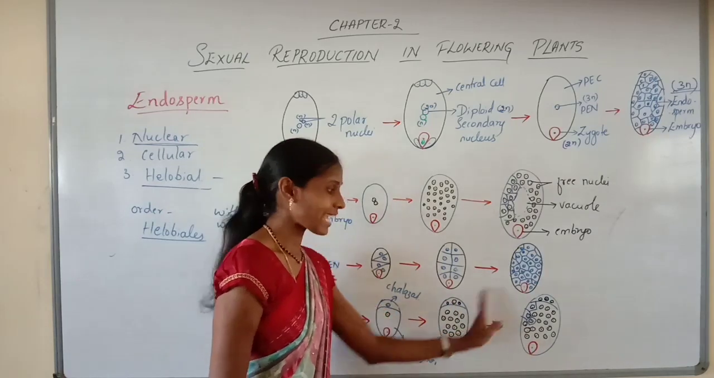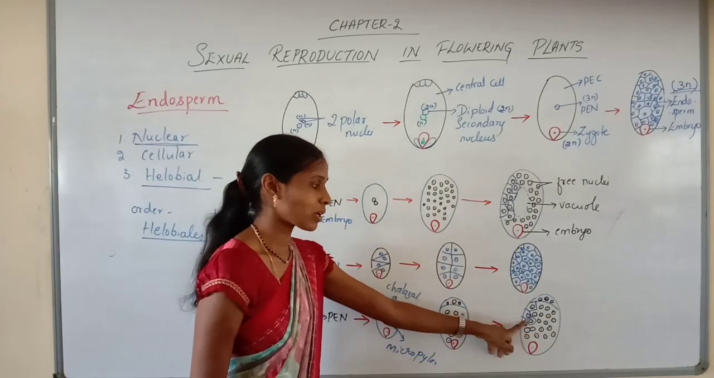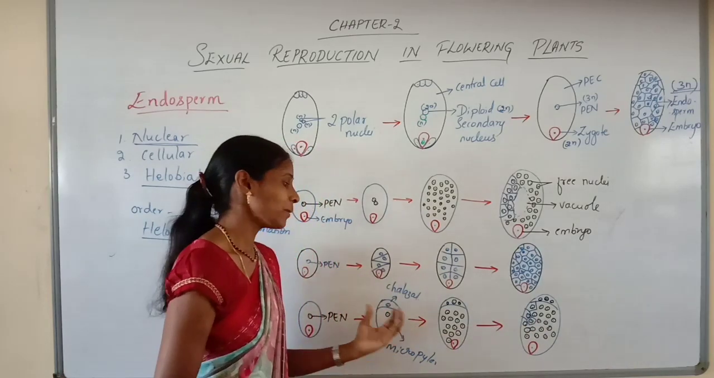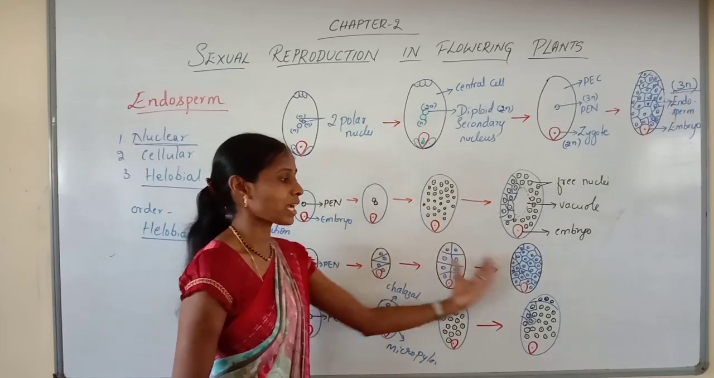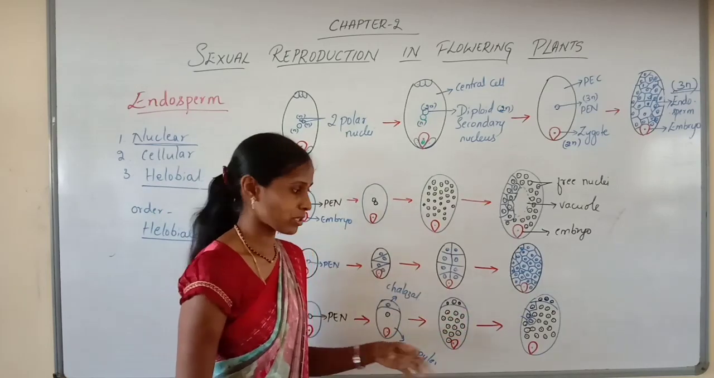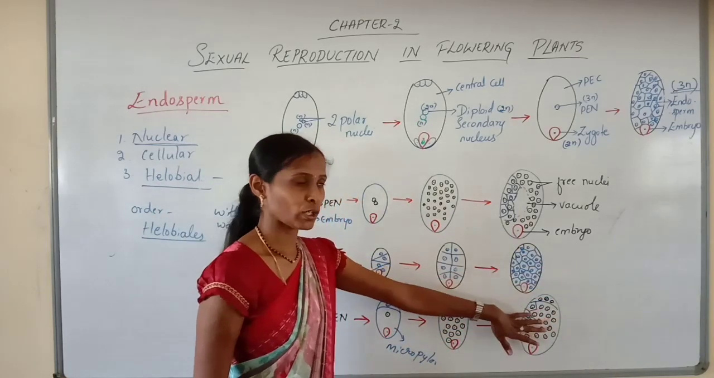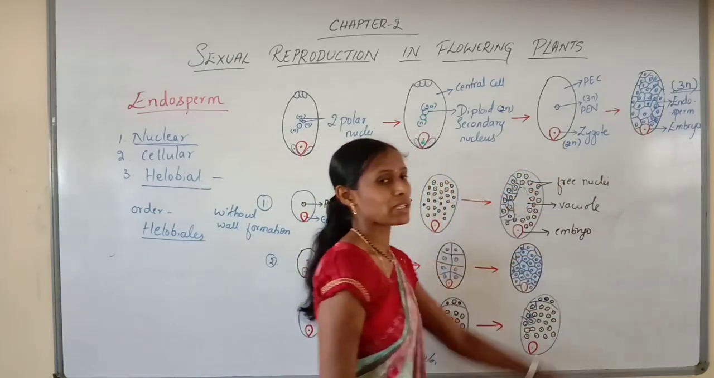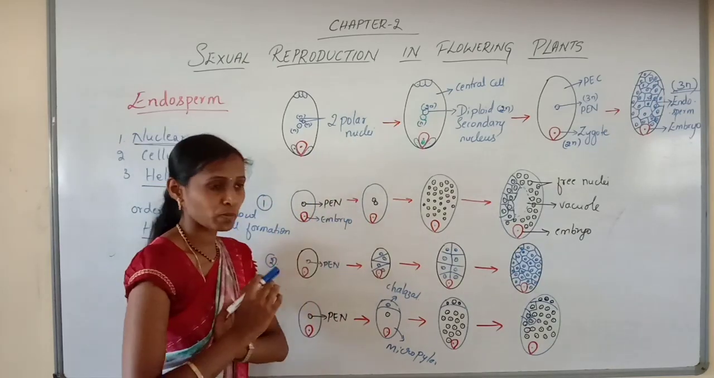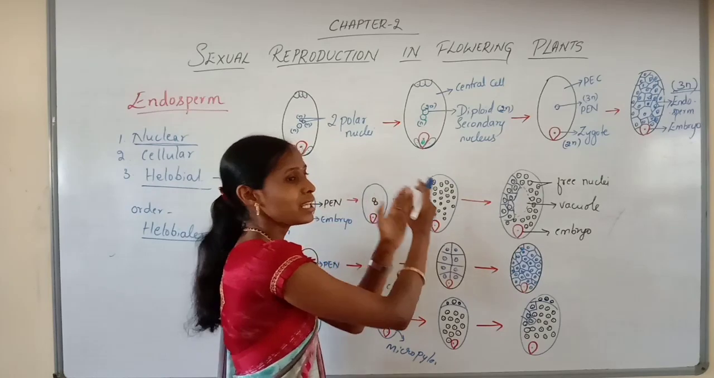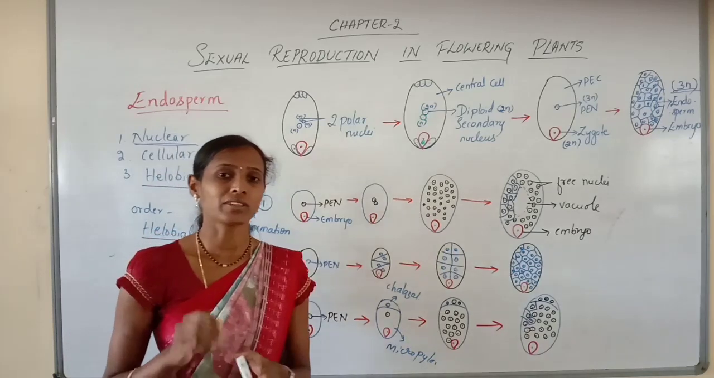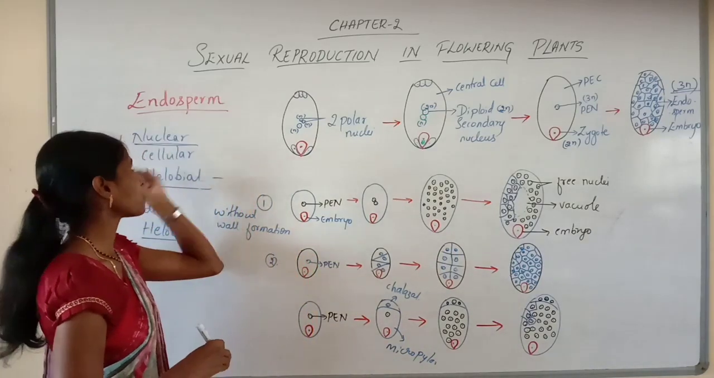But later, the next divisions will be followed by cytokinesis. Each and every nucleus will be surrounded by a cell wall. So finally, this helobial endosperm also becomes a cellular endosperm, because the nuclei are surrounded by cell walls. Most commonly we can observe the cellular type of endosperm, but the development is usually of the nuclear type, and even this nuclear endosperm later develops into a cellular endosperm. So these are the three important types of endosperm.